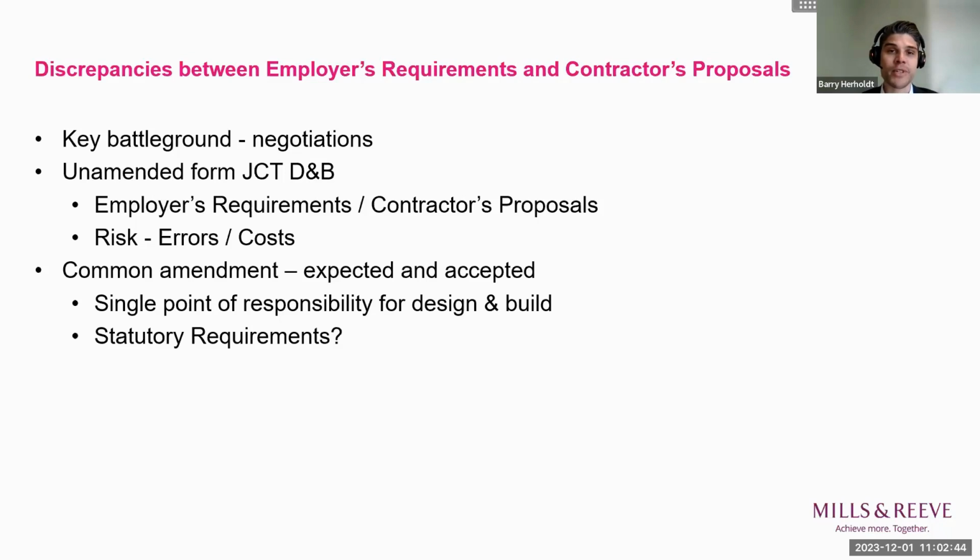The contractor then responds to the employer's requirements with the contractor's proposals by setting out the manner in which the contractor proposes to design and construct the works to meet the employer's requirements. So in a nutshell, under the unamended position, if there's an error in the employer's requirements and this error hasn't been addressed in the contractor's proposals, the contractor takes no responsibility either for the content of the employer's requirements or for verifying the adequacy of any design contained in it. The risk therefore sits with the employer.